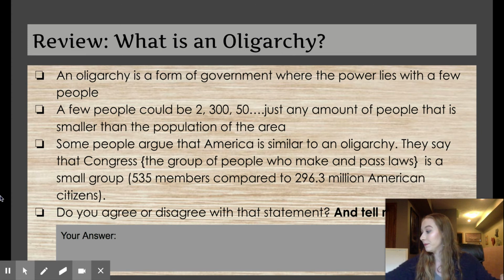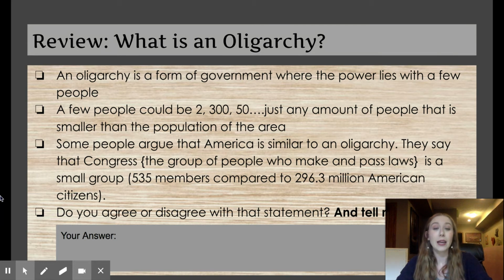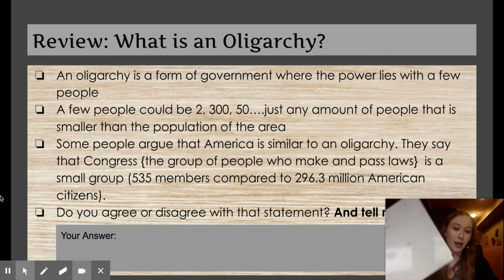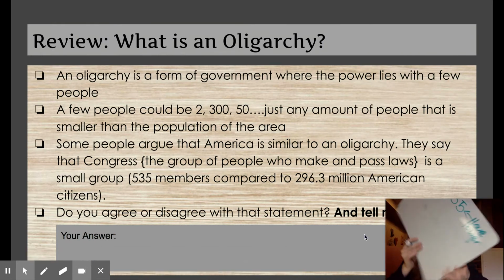So, for example, I'm getting out my markers right now. For example, in America, we have a Congress, and Congress is the House and the Senate, remember? And they are the ones that make the laws and they vote on the laws for our country, okay? In Congress, there is a total of 535 members. They are the ones that have the power. So we have 535 people who have the power, all right?